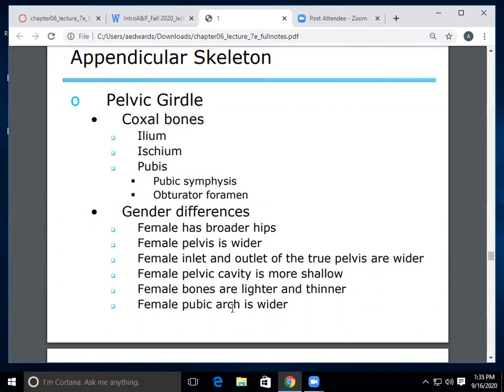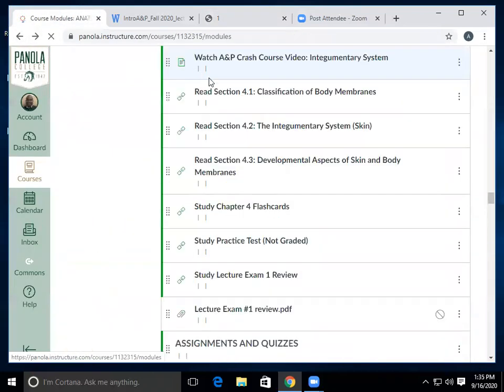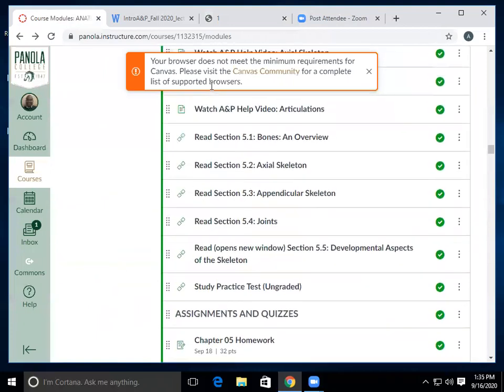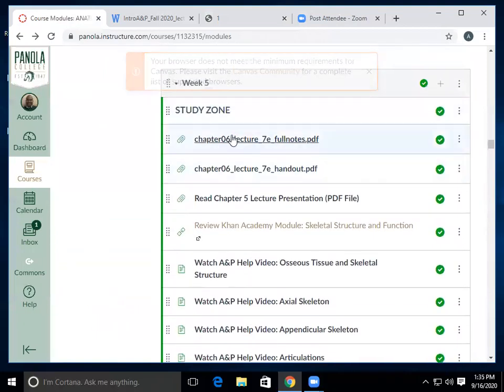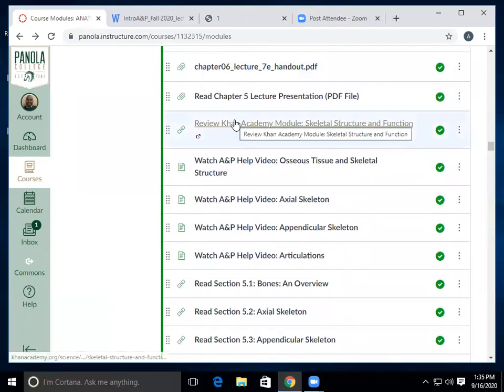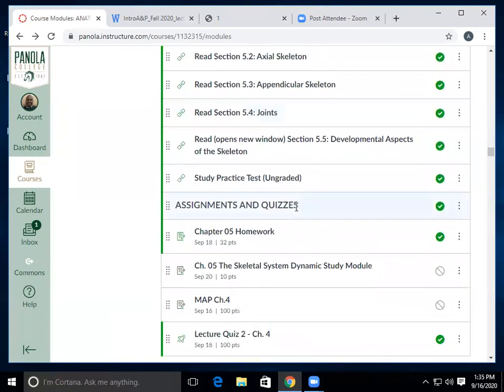How do we get to this point? Good question. We are in week 5, so I put them here at the top. There's full notes and there's also another handout. This is full notes. But you also have a Khan Academy module to practice on. You have AMP help videos on the axial skeleton, appendicular skeleton, articulations, sections of the book. Okay, practice test.